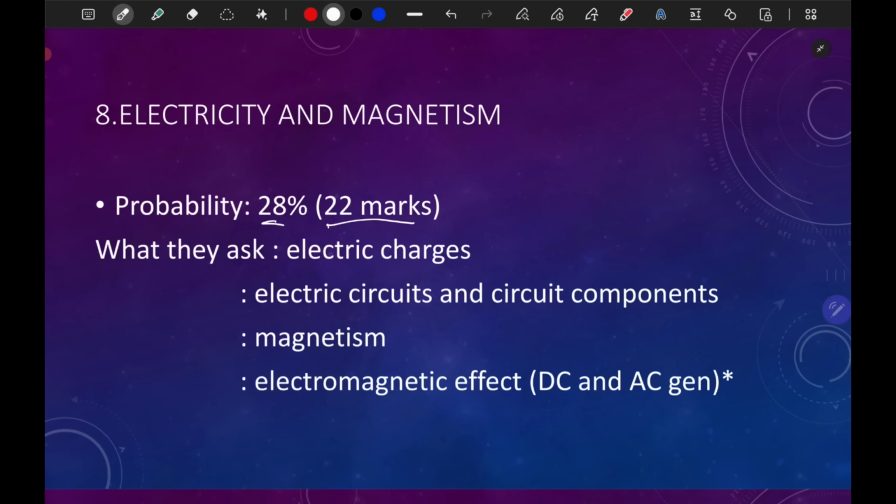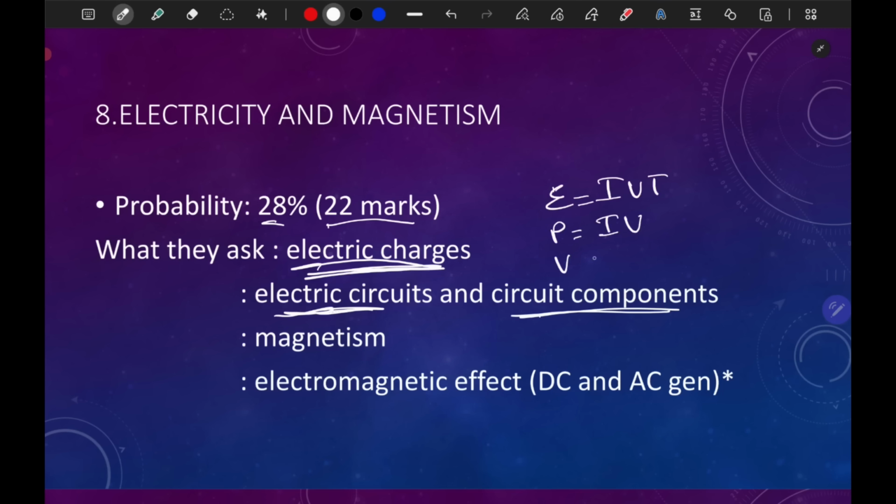So what can they ask you? They can ask you about electric charges and how they interact, electric circuits and circuit components. Make sure you know the symbol for the different components, and also make sure you know the formulas to do different calculations in electric circuits. So the one I mentioned earlier, E equals IVT, power equals IV, and the most important one, Ohm's law, V equals IR.